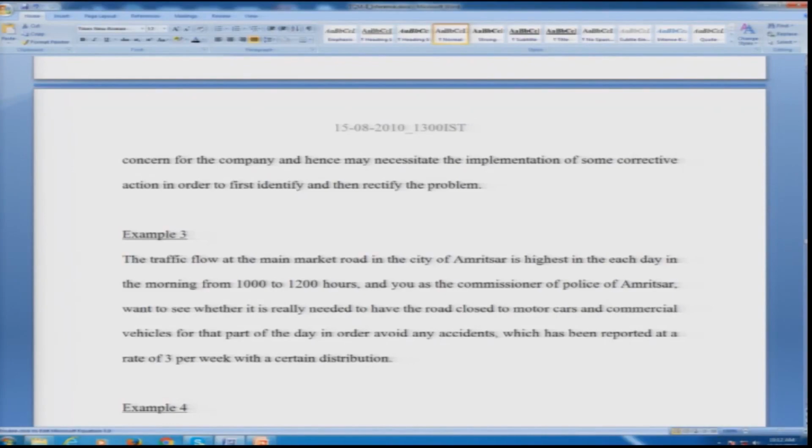So, you have to verify the fact and take action, because if you close the road for motorized traffic, obviously there would be inconvenience for people. If you do not close it, there would be accidents. So, you have to take a decision accordingly.